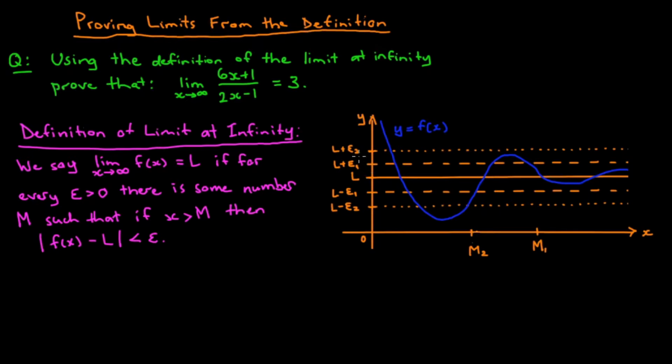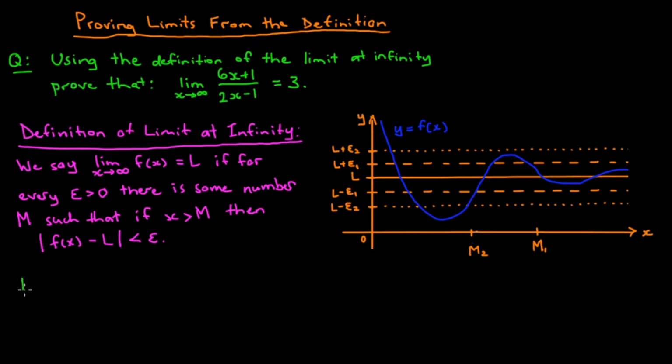And if we can do that for any epsilon that we choose, no matter how small it gets, if we can always find some m value on the x-axis where the blue curve will from then on always stay between the two epsilon lines, then that proves our limit. Okay, so let's have a look at our particular problem now.